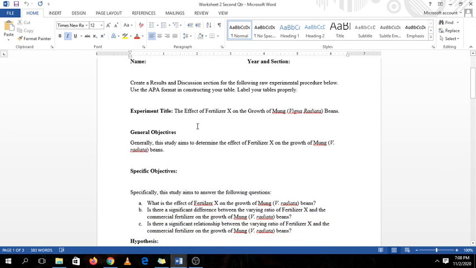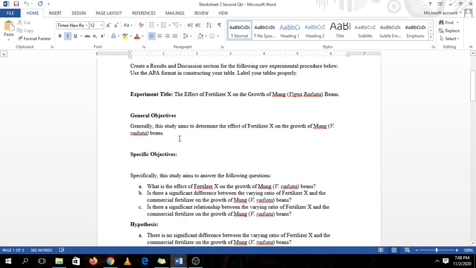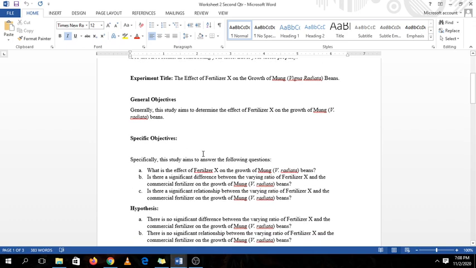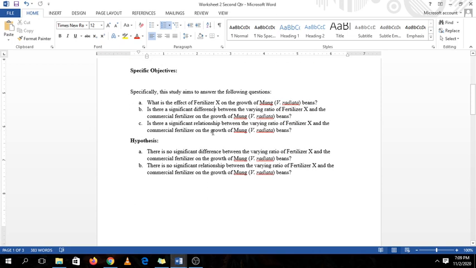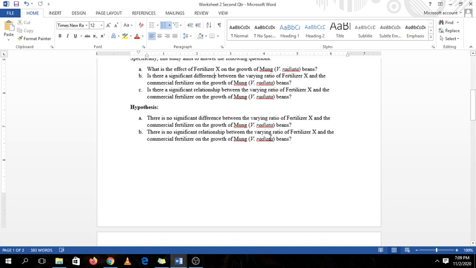So the title of the experiment is the effect of fertilizer X on the growth of mungo beans. So the general objective is to determine the effect of fertilizer X on the growth of mungo beans. Specific objectives. Letter A, descriptive. What is the effect of fertilizer X on the growth of mungo beans? Is there a significant difference between the varying ratio of fertilizer X and the commercial fertilizer on the growth of mungo beans? So is there a significant relationship between the varying ratio of fertilizer X in the commercial on the growth of mungo beans or mung beans?